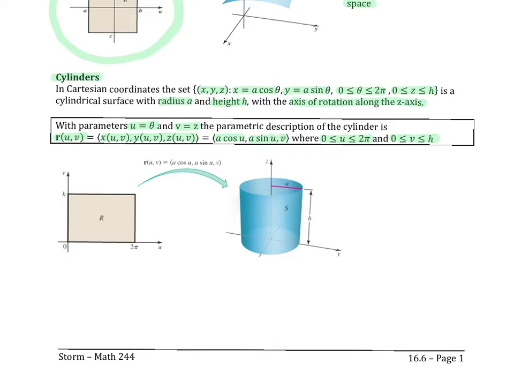And then we have a diagram of what that looks like. We're taking this rectangle where u goes from 0 to 2 pi and v goes from 0 to h. So we get this rectangle and we're mapping it to describe our cylinder. So again, this is just a template for you to use if you have to parametrically describe a cylinder.